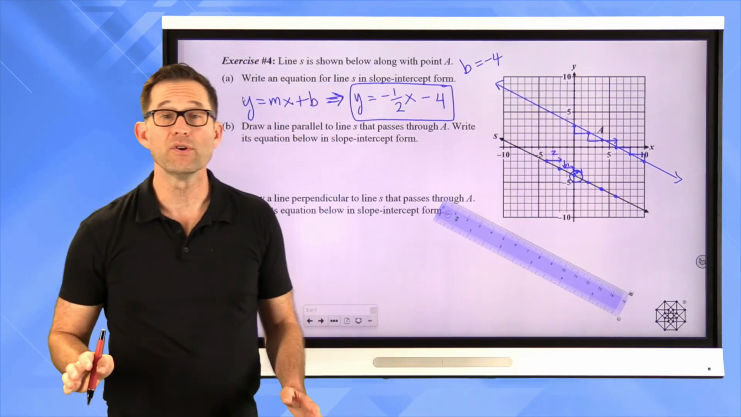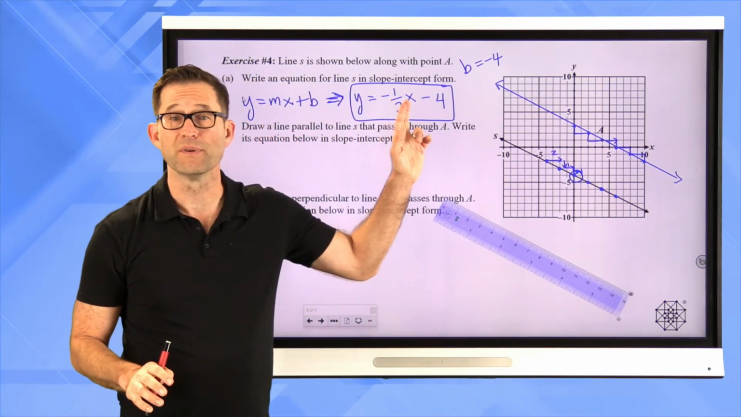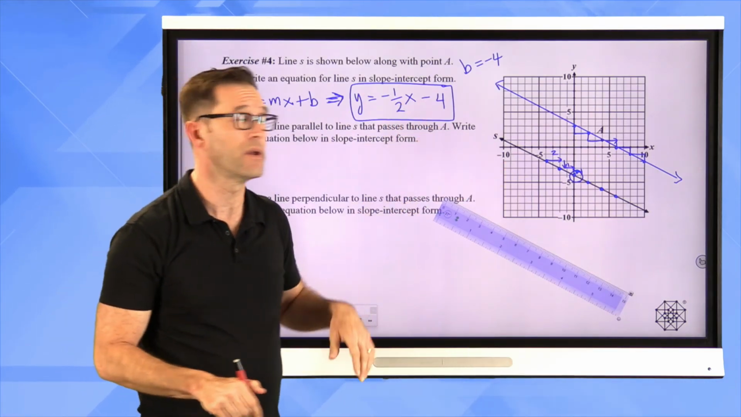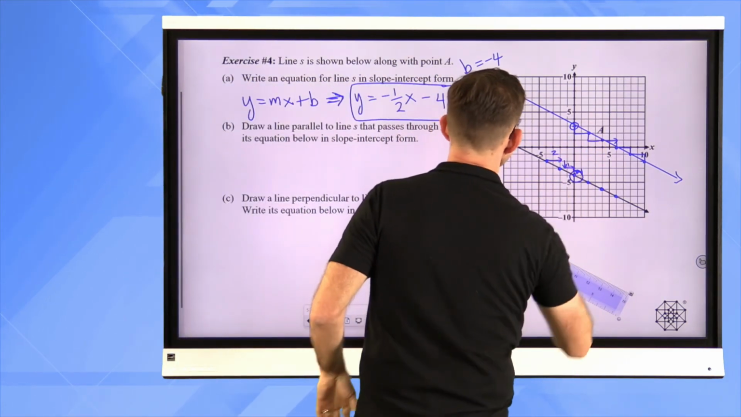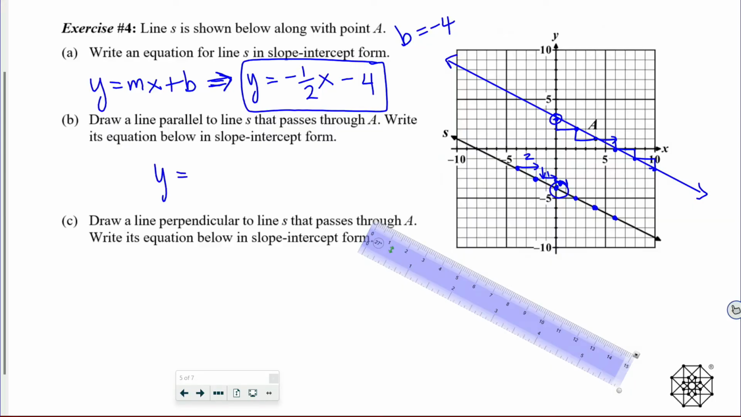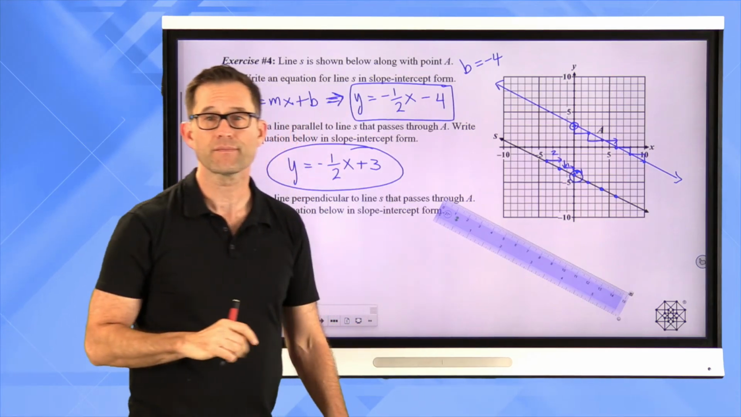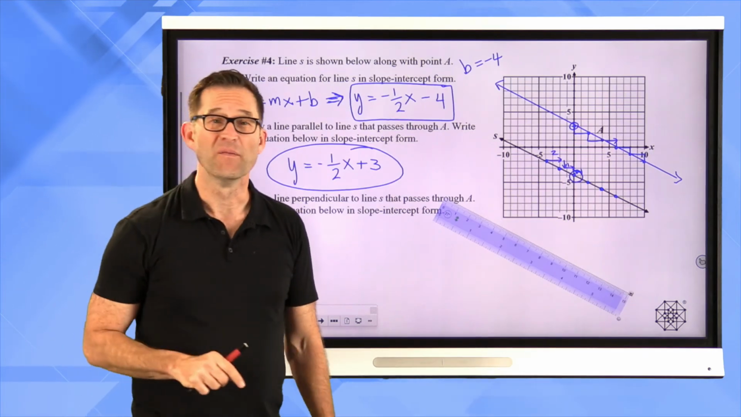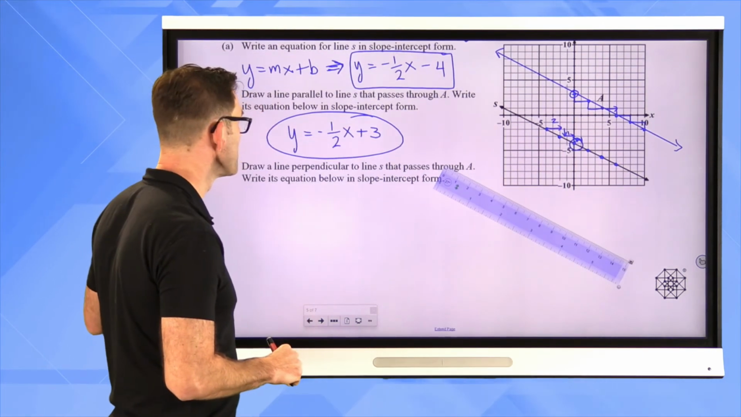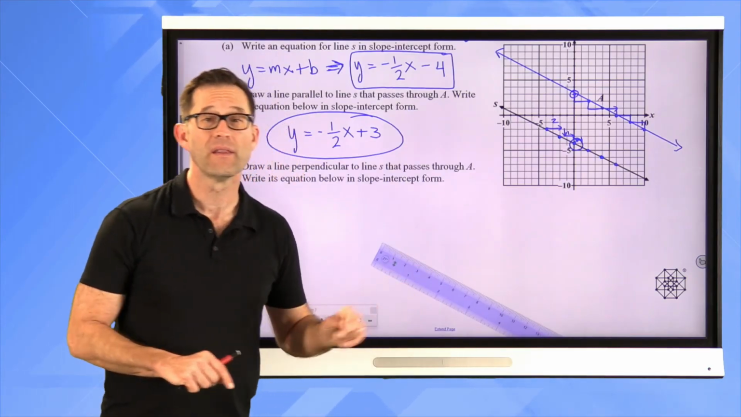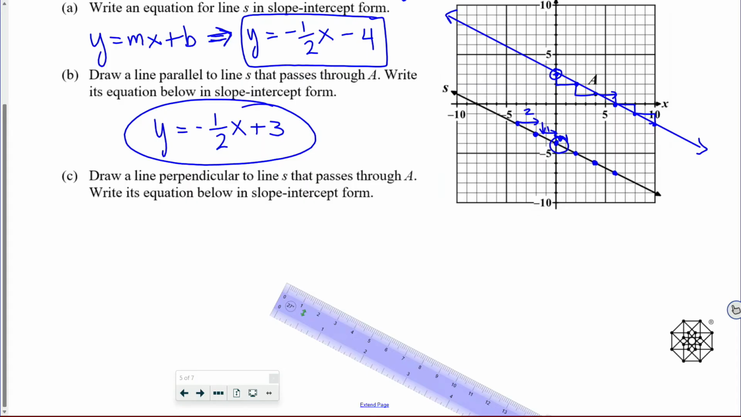I want to know its equation. We already know its slope, right? Its slope is negative 1/2 because it's parallel to this one. The only question really is what its y-intercept is. Its y-intercept is equal to 3. And so we've got y equals negative 1/2 x plus 3. And that's it. Now, where we have parallelism, we also can talk about perpendicularity. Let's take a look at that in letter C. Draw a line perpendicular to S that passes through A. Write its equation below in slope-intercept form.